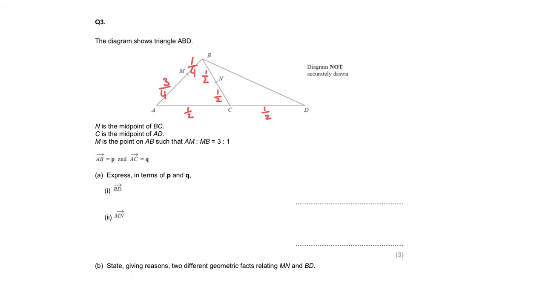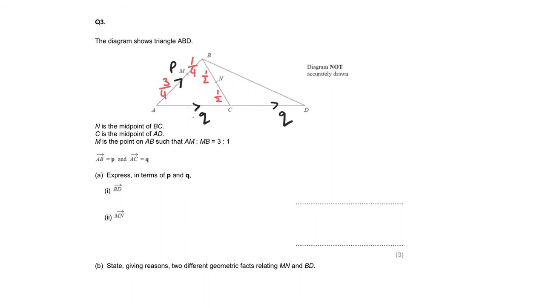Okay. AB is P. I need a different colour, I'm going to get black involved. So AB in this direction is P. AC is Q. And because we know that that is the same as CD, this is also Q, isn't it? And I'm going to get rid of these halves because these ones are going to confuse me now. But everything else is fine.